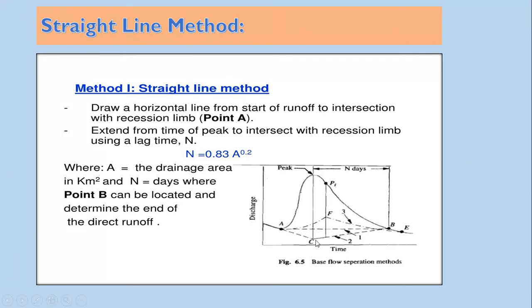So what is done in this case? Very first, point A is located. It is nothing but the starting of the runoff. Then point B is located. These 2 points are joined with a straight line. The portion below this will give you base flow. Now here there is a difficulty to exactly locate this point B, so it is located n days from the ordinate at the peak. How is this n days calculated? With this relationship, n equals 0.83 A to the power 0.2, and then it is measured from here. So this is regarding method number 1.